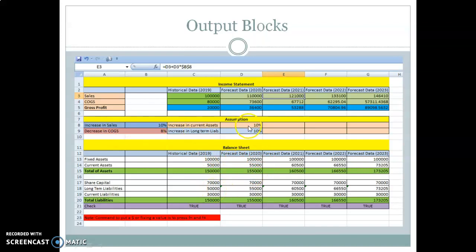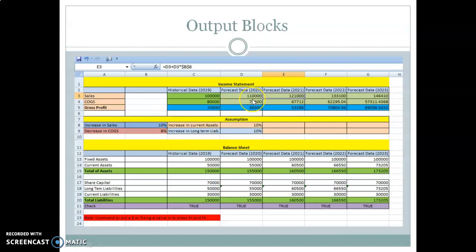Now, what are the assumptions? The given assumptions are increase in sales, decrease in cost of goods sold, increase in current assets, and increase in long-term liabilities, right? So these two assumptions are related to the income statement. So once we are forecasting for 2020, we have to consider both the assumptions, right?